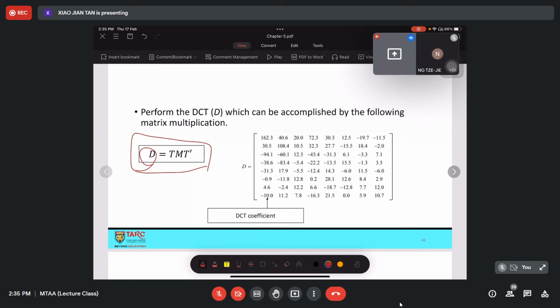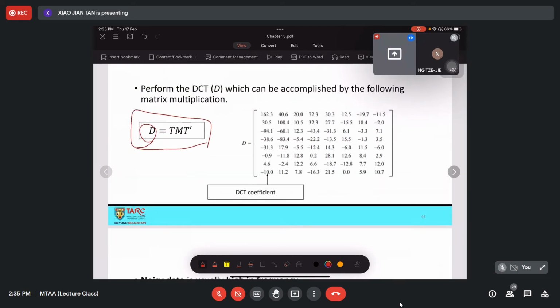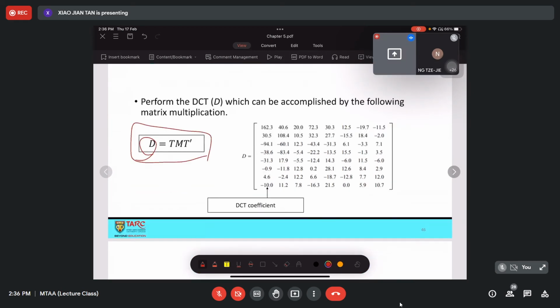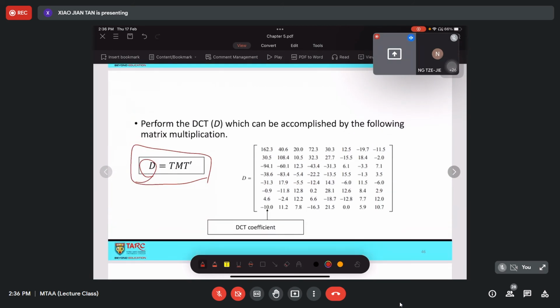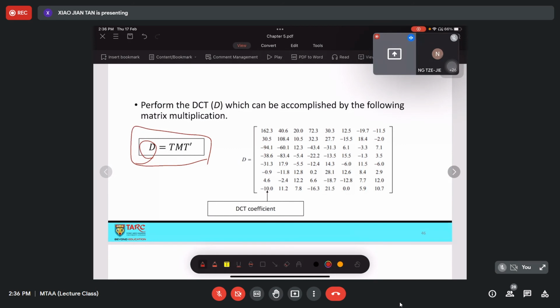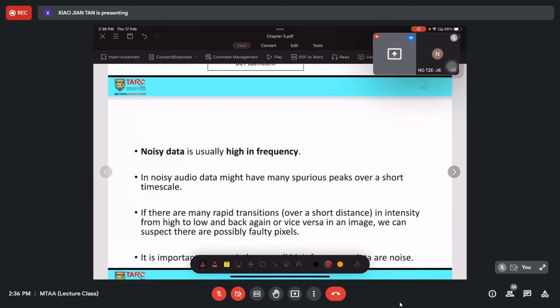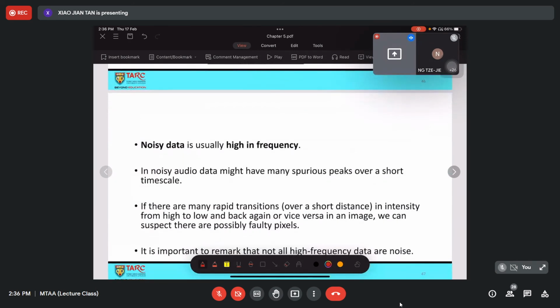But of course, most of the time, the core function is called DCT in MATLAB. It's very simple, and I don't really need you to calculate it, as long as you know the basic principle. And of course, we will cover the flow in the next chapter, which is chapter 6.